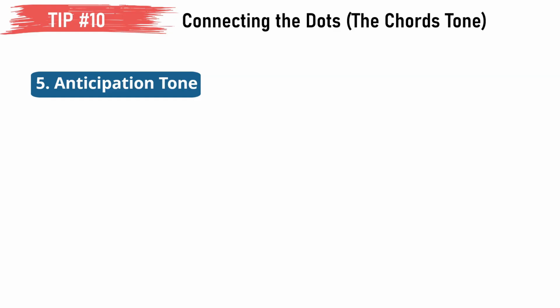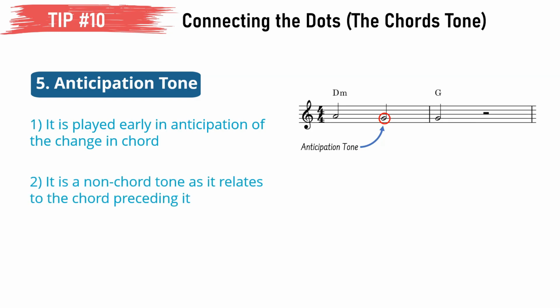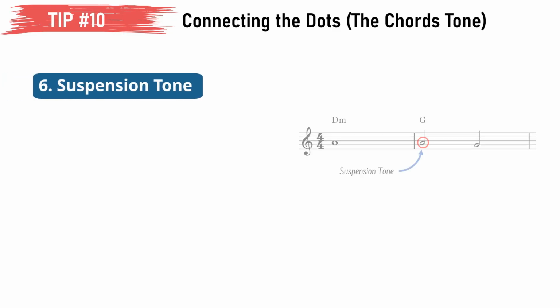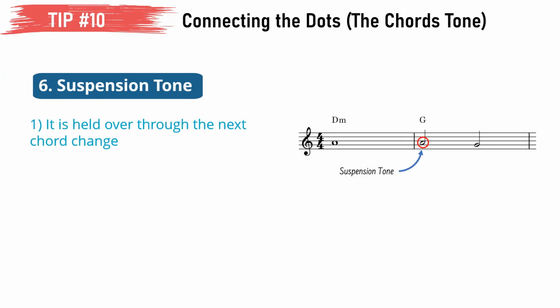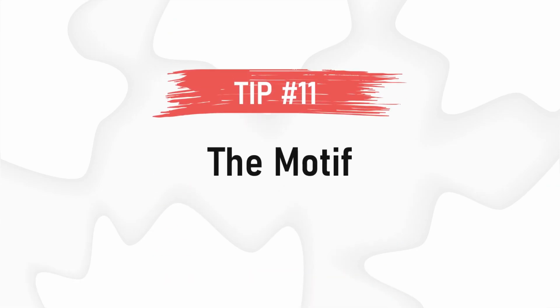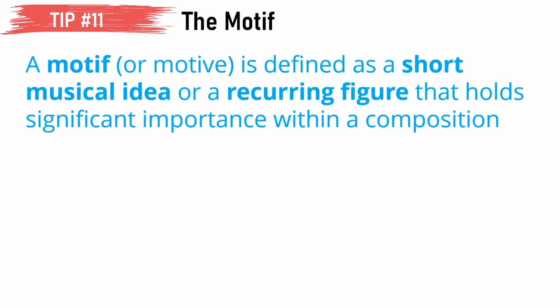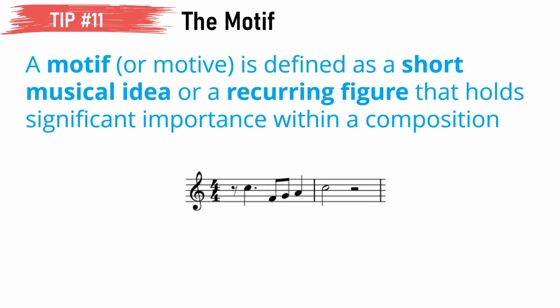An anticipation tone is a note which is played early in anticipation of the change in the chord. It is a non-chord tone and it relates to the chord preceding it. A suspension tone is a note that is held over through the next chord change. It is a non-chord tone as it relates to the chord preceding it. Non-chord tones that connect the chord tones create a motif. A motif is defined as a short musical idea or recurring figure that holds significant importance within a composition.